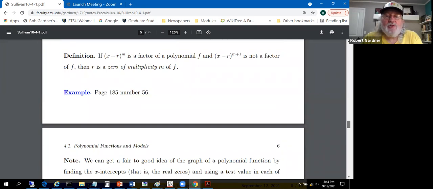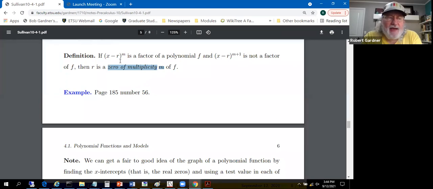And a definition of the multiplicity of a factor. If x minus r to the m is a factor of a polynomial f, and x minus r to the m plus 1 is not a factor of f, then r is a zero of multiplicity m of the function. So m is the exponent on the x minus r.